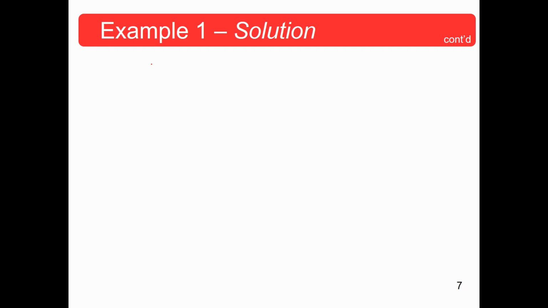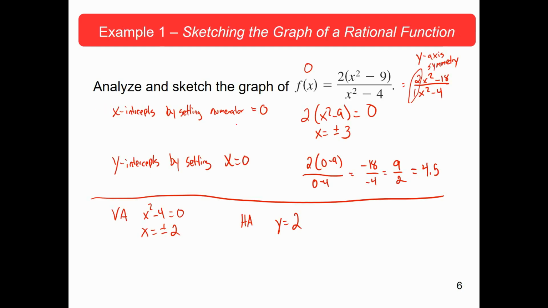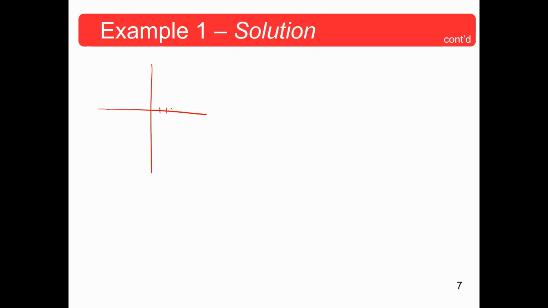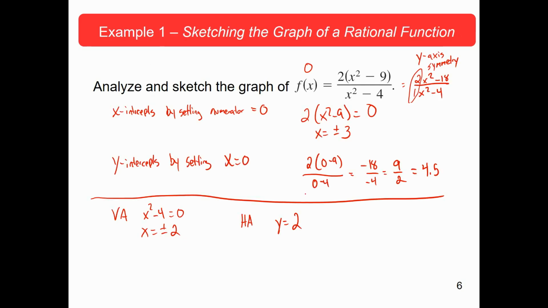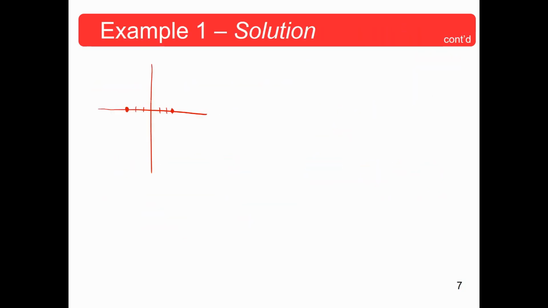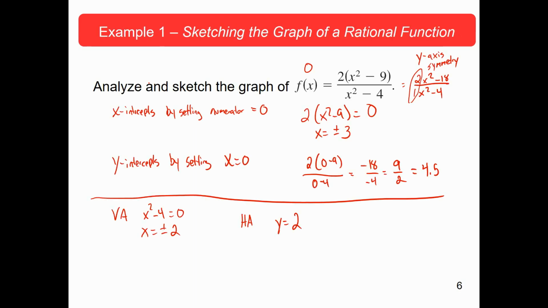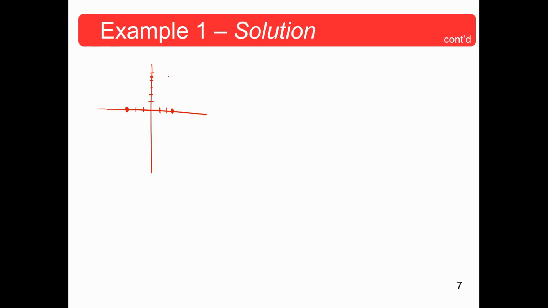All right, so right away, we know we have some points we can draw. So we've got x equals plus or minus 3. So 1, 2, 3, 1, 2, 3. Those are our x-intercepts. Our y-intercept is at 4.5. 1, 2, 3, 4, 5. So between 4 and 5. We've got that we have vertical asymptotes at plus or minus 2.